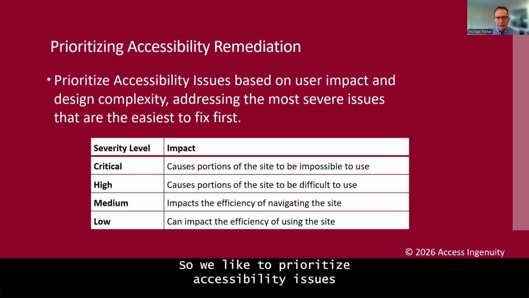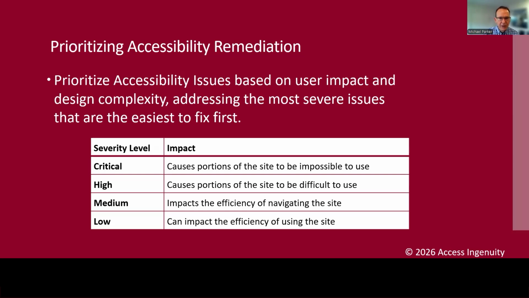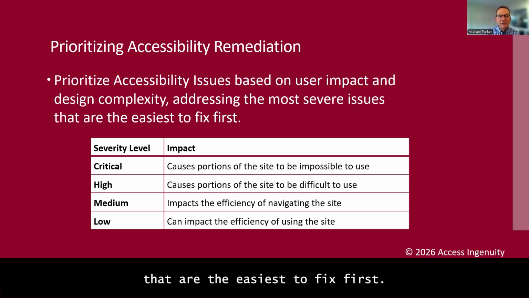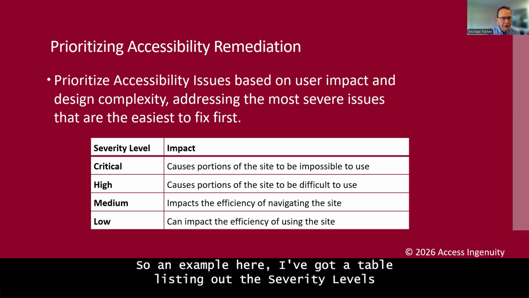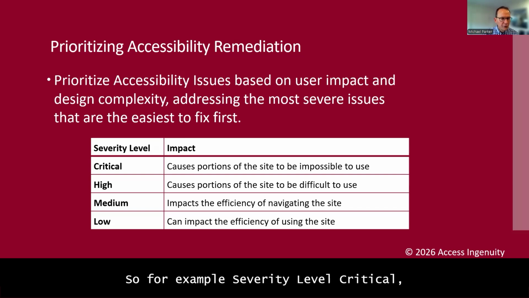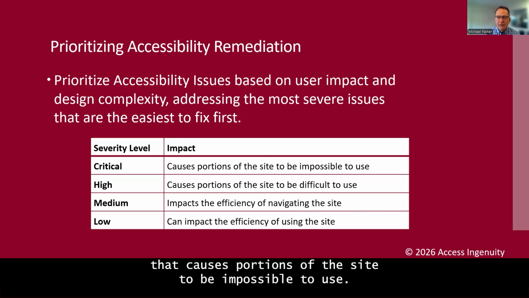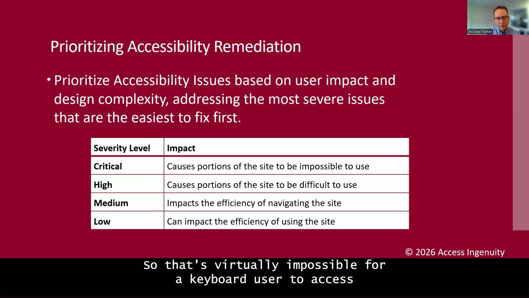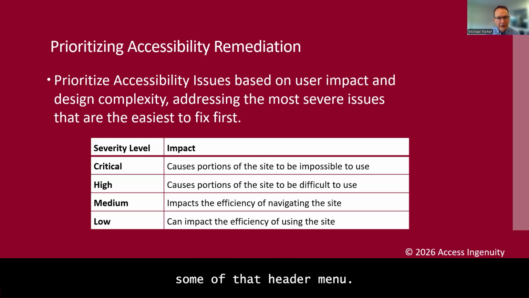So we like to prioritize accessibility issues based on user impact and then design complexity. So you can use this to address the most severe issues that are the easiest to fix first. So an example here, I've got a table listing out the severity levels and then the impact on users. For example, severity level critical causes portions of the site to be impossible to use. An example would be that header for a keyboard user on the San Diego City website. So that's virtually impossible for a keyboard user to access some of that header menu.